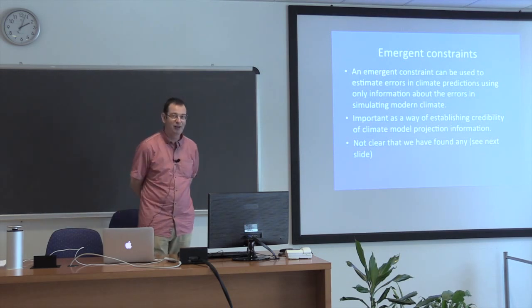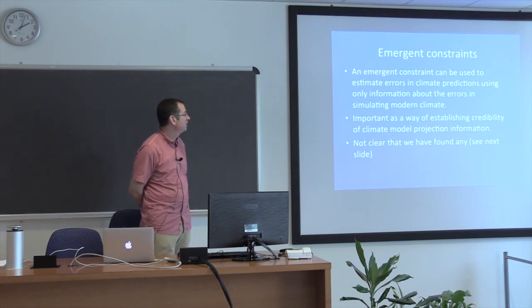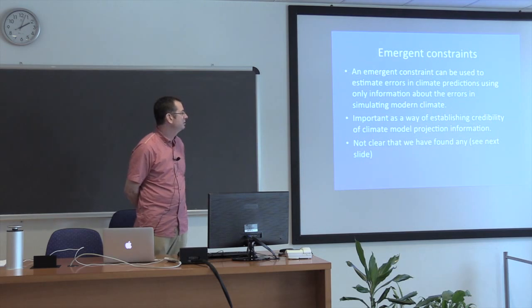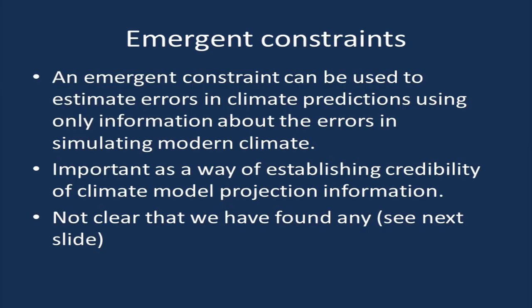Okay, on to the final section of this lecture, and that is on the topic of emergent constraints. Emergent constraints can be used to estimate the errors in a model's predictions of climate using only information about the errors it has in simulating present climate. So this is an important way of establishing credibility of climate model projection information.